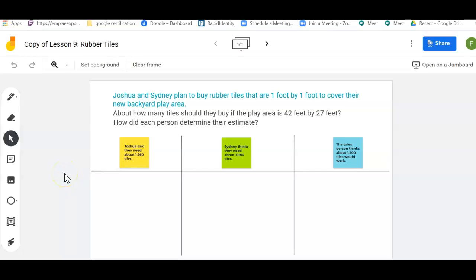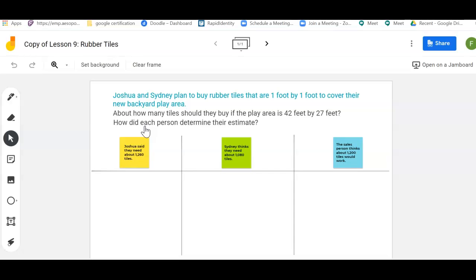So this is our first Jamboard that you should have up. Again, this has already been assigned to you by your teacher on Google Classroom. Joshua and Sydney plan to buy rubber tiles that are 1 foot by 1 foot to cover their new backyard play area. About how many tiles should they buy if the play area is 42 feet by 27 feet? How did each person determine their estimate? So again, the key here is going to be estimate.